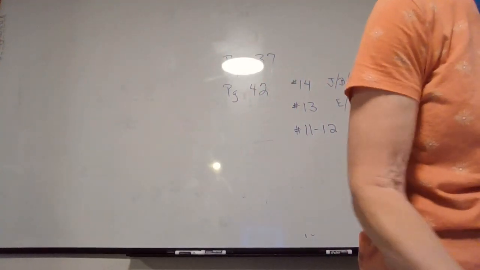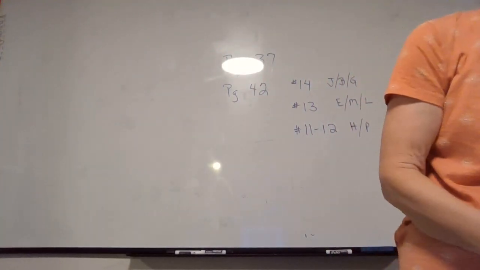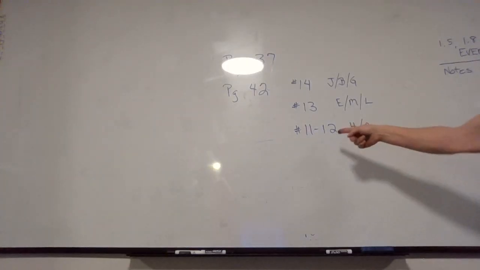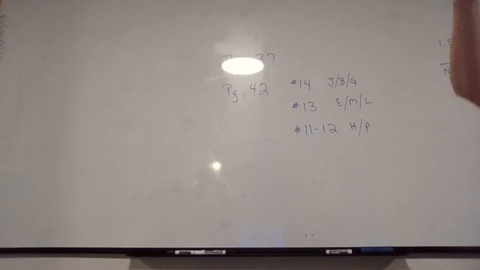What page? Why are we on 43? Because we're supposed to be on page 42 doing problem 14. Hold on. That is correct. There you go. Okay, go to the next one. I'm number 11. Make a little square around it and do number 11.